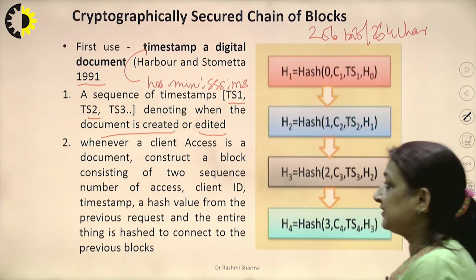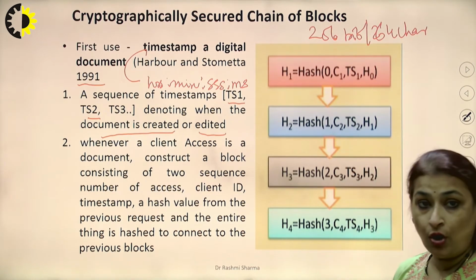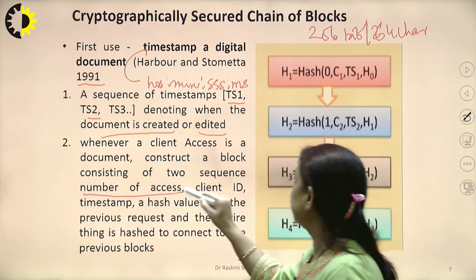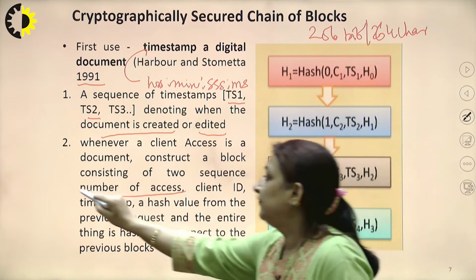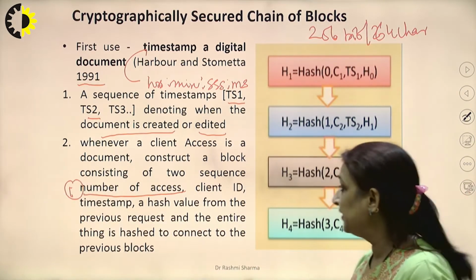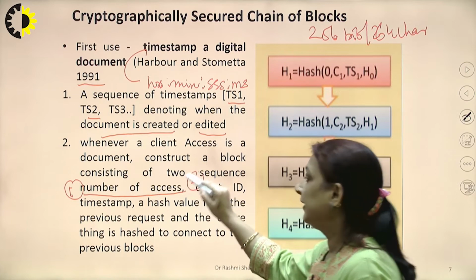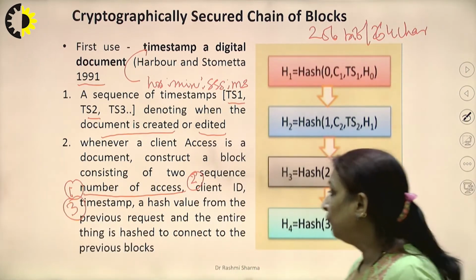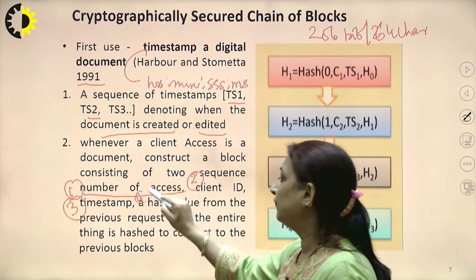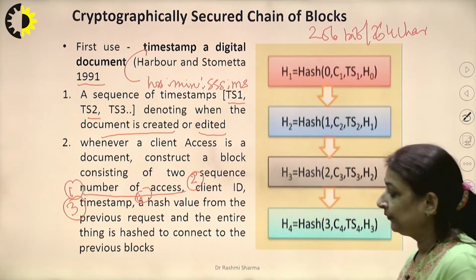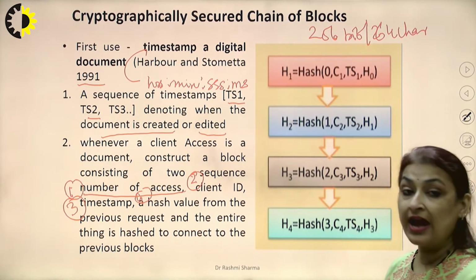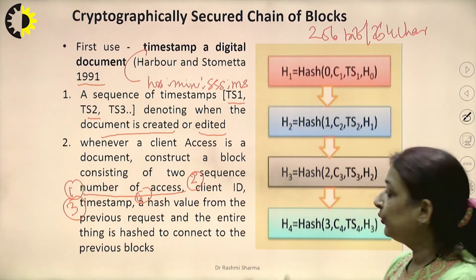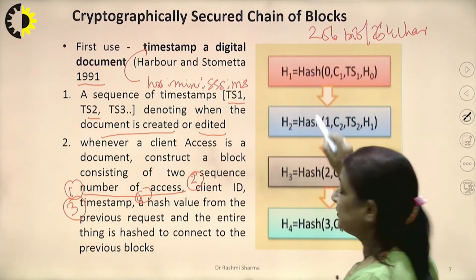Whenever a client accesses this document, it creates a block consisting of a sequence. First is the number of the access. Second is the client ID. Third is the timestamp. Fourth is the hash value of the previous request. The entire thing is hashed and connected to the previous block. Here we can see all these four things in this diagram.